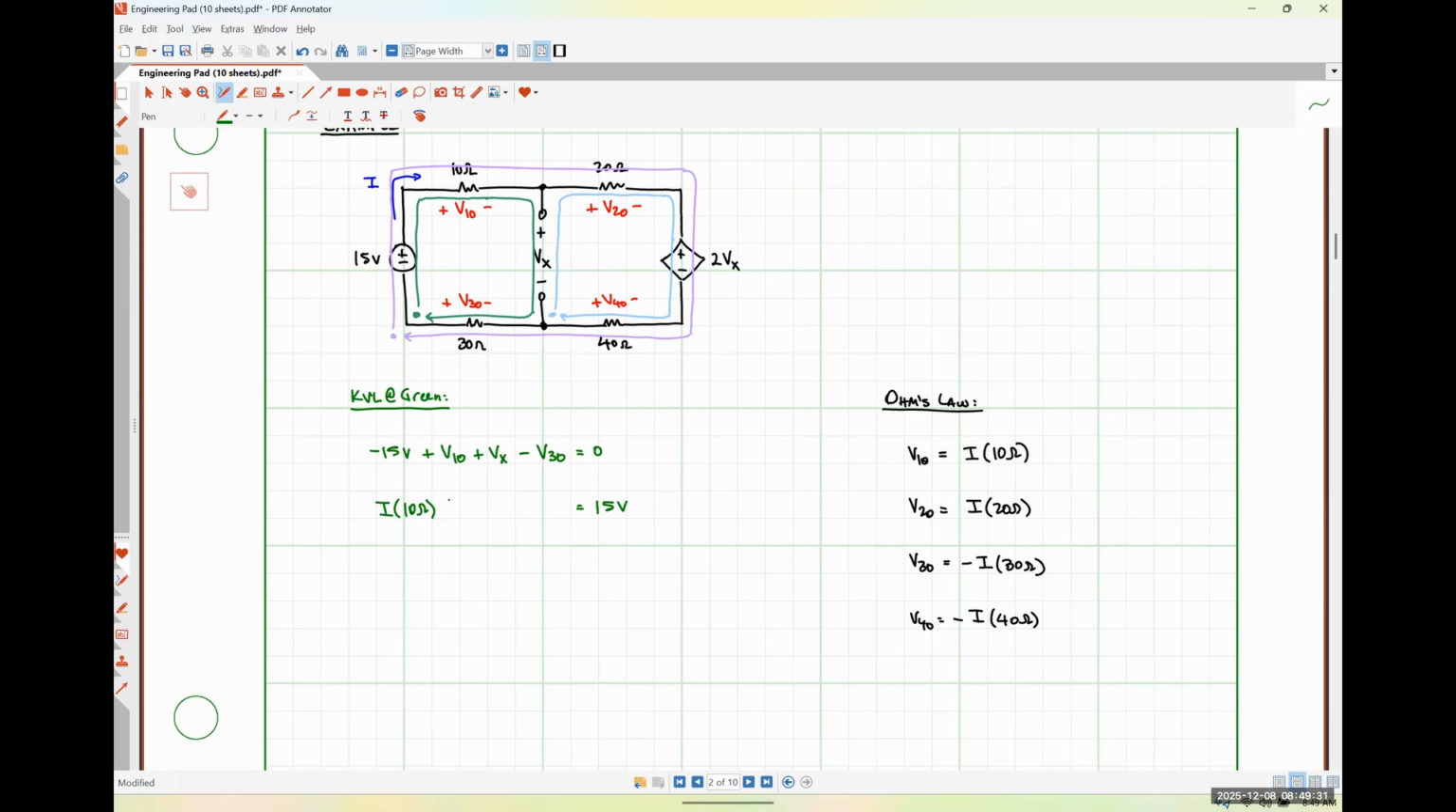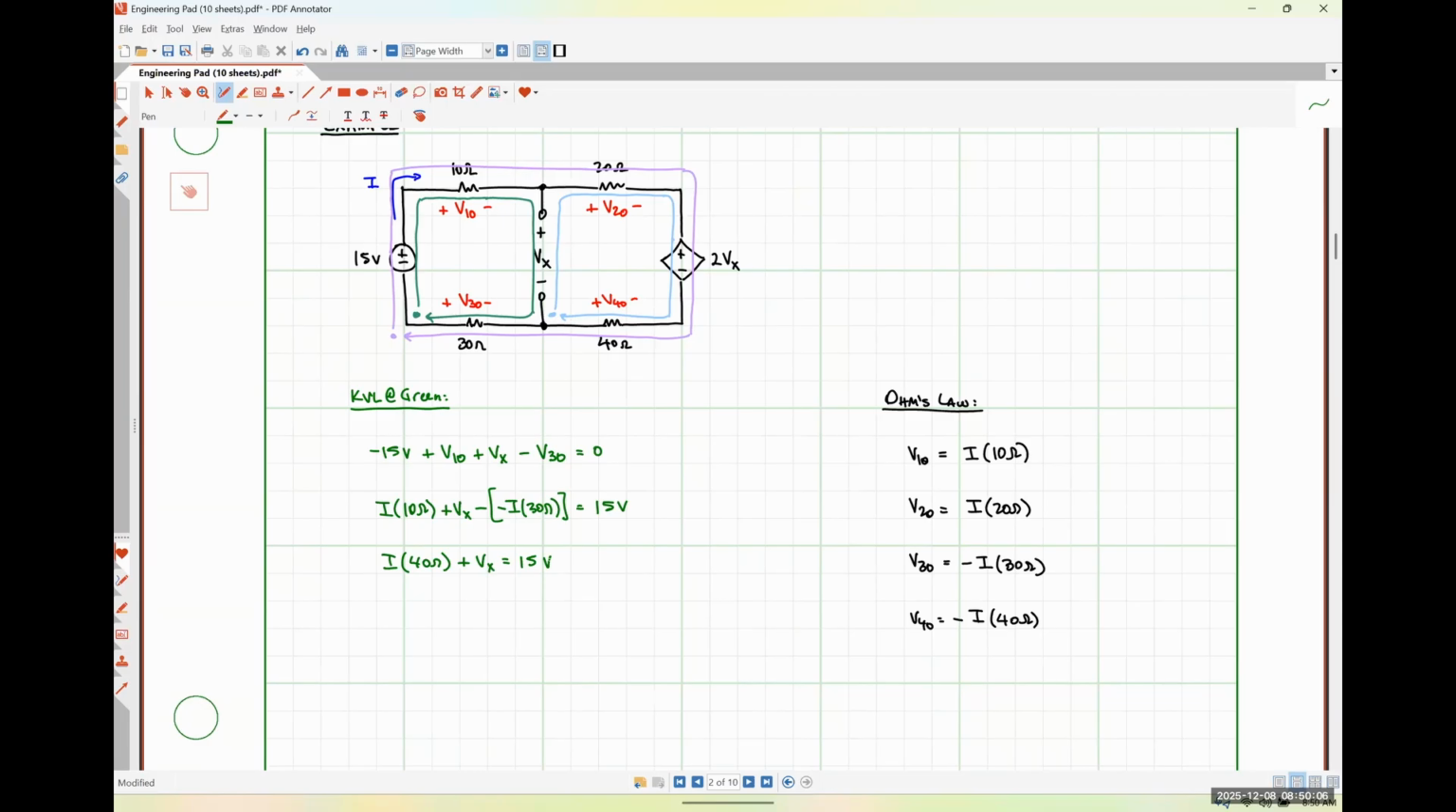Vx, can't really do anything with that. Now I'm going to have minus V30, so that's going to be minus negative I times 30 ohms. And now I'm just going to lump stuff together, right? So negative I times 30 ohms just looks like positive 30 ohms times I, and I have a 10 ohms times I, so I can add those together. So that would be I times 40 ohms plus Vx is equal to 15 volts.